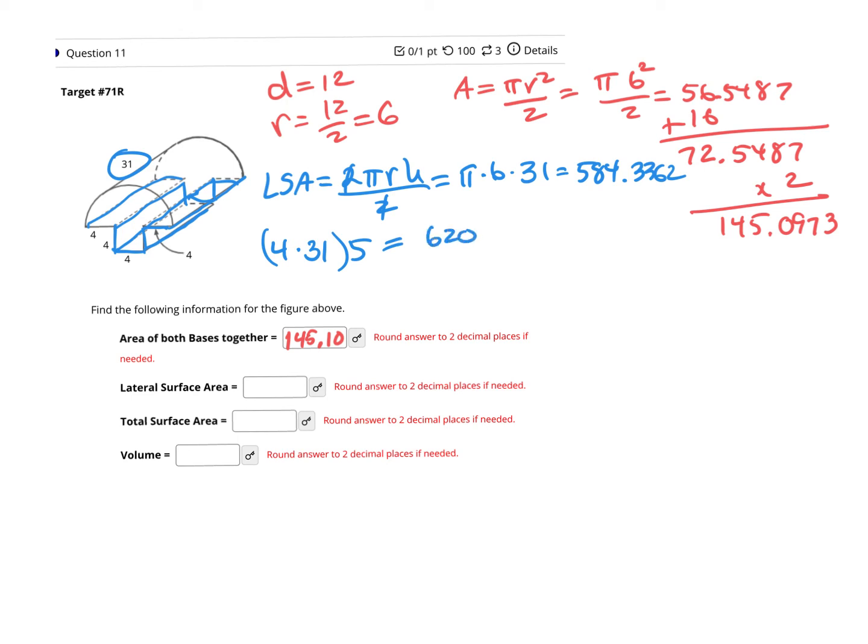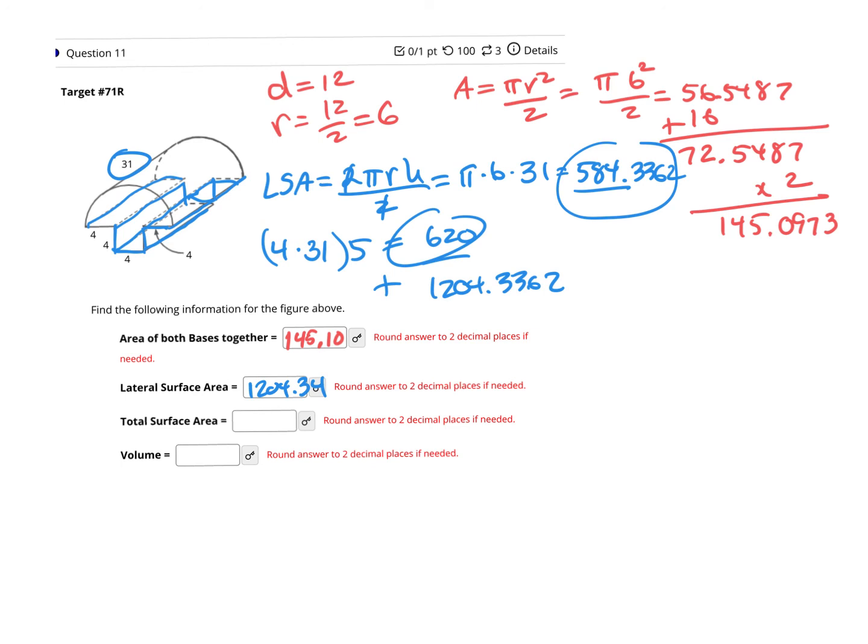620. So I take the 620 plus the 584.3362, and when I add those two together, I'm going to get 1204.3362, so 1204.34. Now, the total surface area, I just have to add those together.